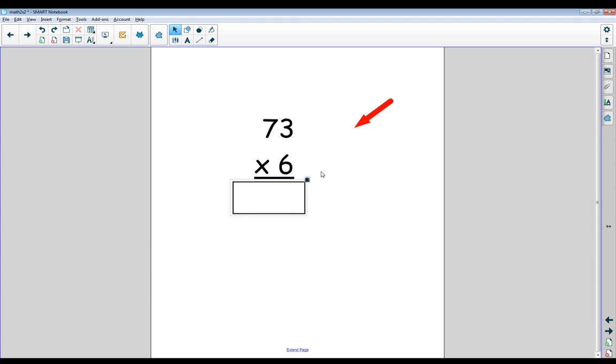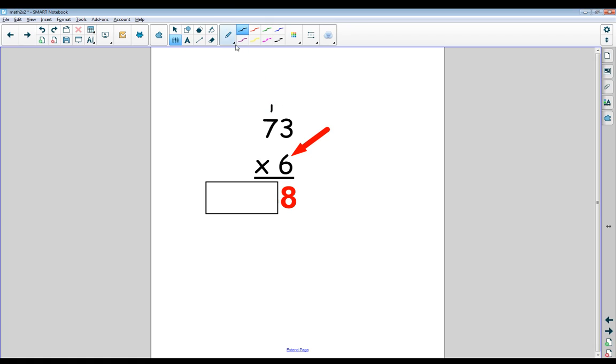Let's look at standard algorithm 2 by 1 multiplication. What you would do here is first you multiply the ones times the ones. In this case, 3 times 6, that'll give you 18. Now you have to regroup the 1, of course. Then you have 7 times 6, which equals 42, plus the regrouped 1 gives you a product of 438.